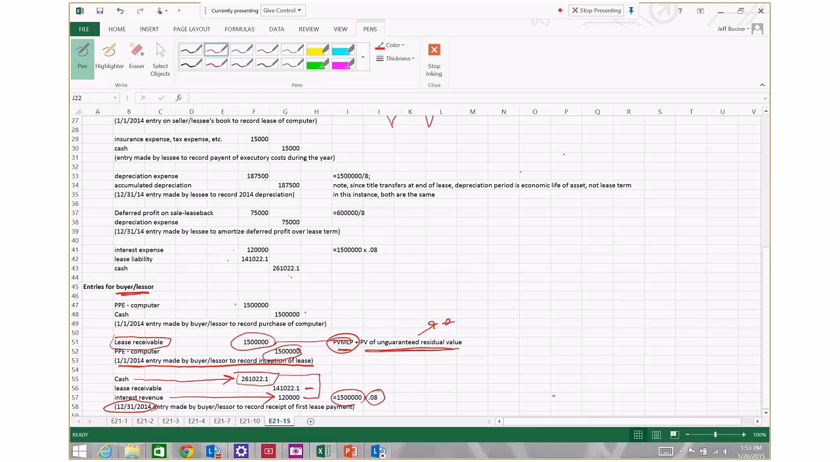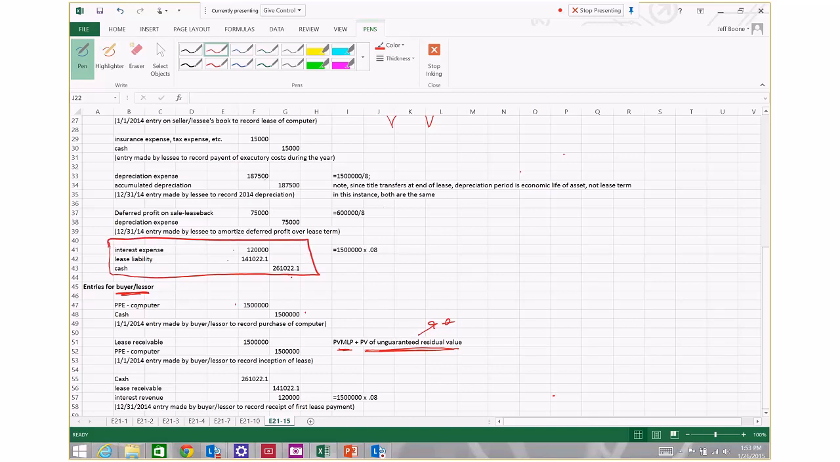So in this particular case, if you look at the payment that is made by the lessee to record the disbursement of the cash from the lease payment, it's the mirror image of the entry that is made down here by the lessor. Credit cash there, debit cash here. Debit lease liability here, credit lease receivable here. Debit interest expense here, credit interest revenue there.